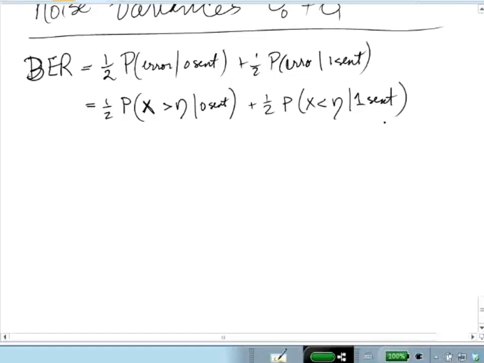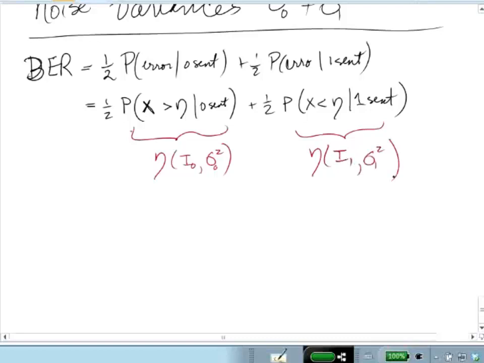So now I know that the conditional probabilities are Gaussian. So I'll write that underneath here. This probability density is Gaussian. In this case, a 0 is sent, so the mean is I0, and of course, the variance is sigma 0 squared. In this case, it's Gaussian. The mean is I1, and the variance is sigma 1 squared. So the probability that X is greater than some threshold, and gosh, I hope it's clear, this is an N for normal. This is the threshold, okay? Those are not the same symbols.